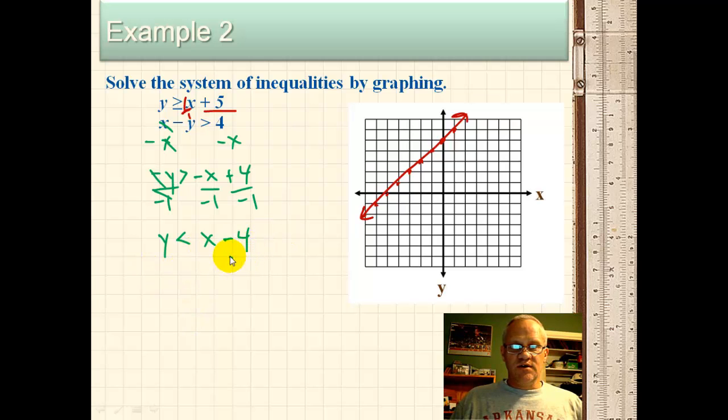So we begin at negative 4. 1, 2, 3, 4. Its slope is also 1, or 1 over 1. So it's going to look something like this. And it's going to be a dotted line because there's no equal sign there. So make this a dotted line.